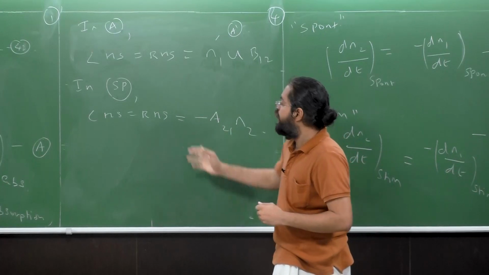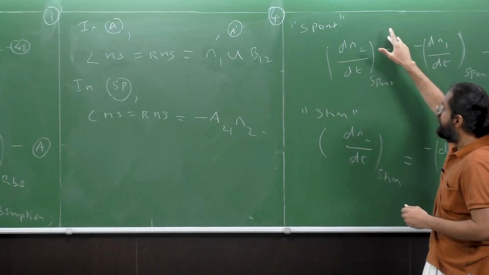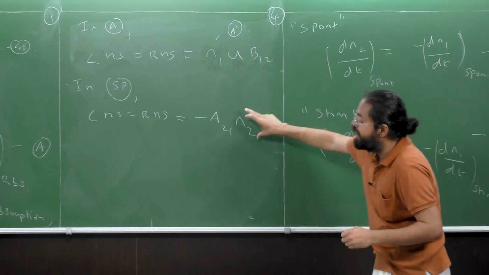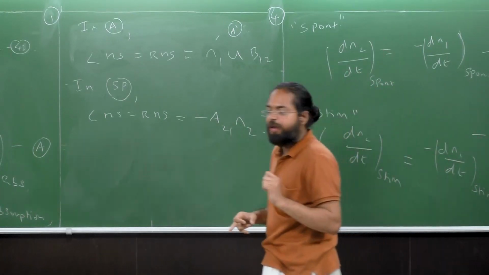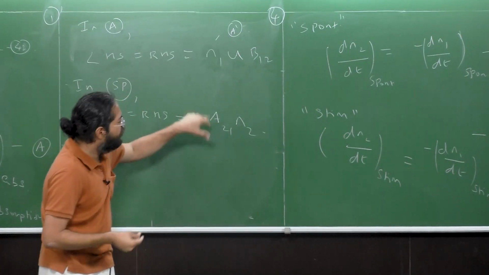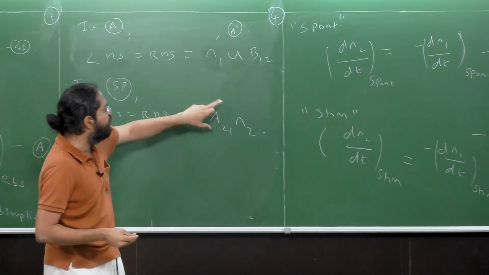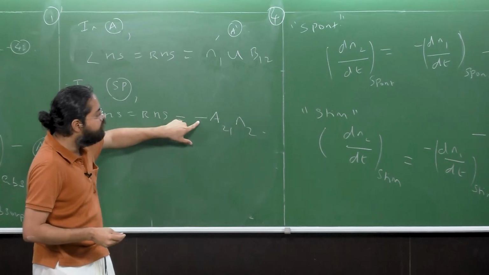So therefore, the rate of spontaneous emission only depends on the number of electrons in the excited state, because emission is starting from the excited state. Okay, right? And therefore, some coefficient is going to be A21. But why this negative sign here?